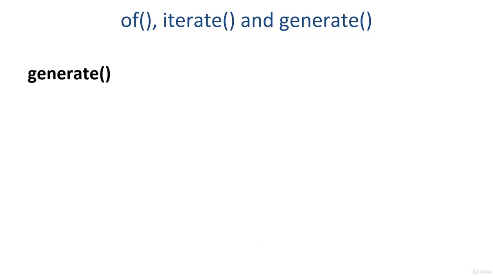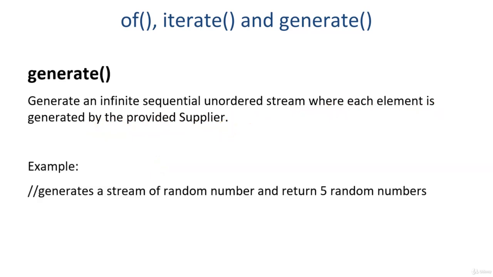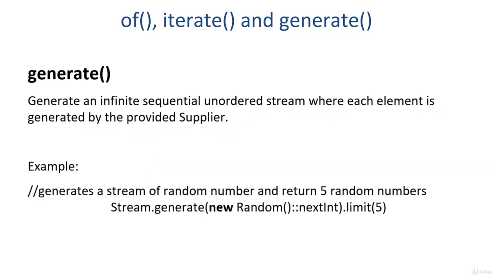Now let's look into stream factory method generate. It generates an infinite sequential unordered stream where each element is generated by the provided supplier. So in case of generate, we need a supplier. So let's look at the example. Here we are generating a stream of random numbers and returning 5 random numbers.